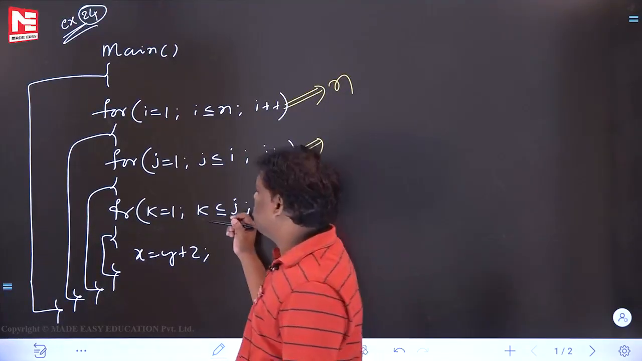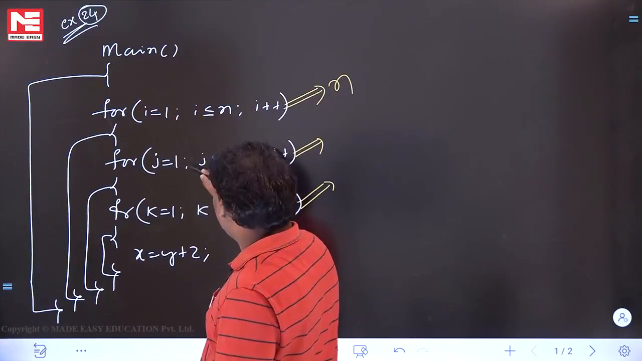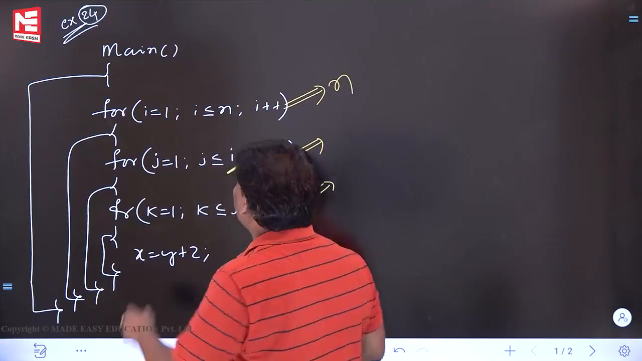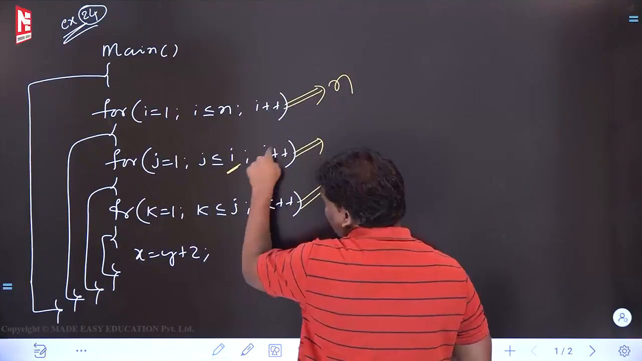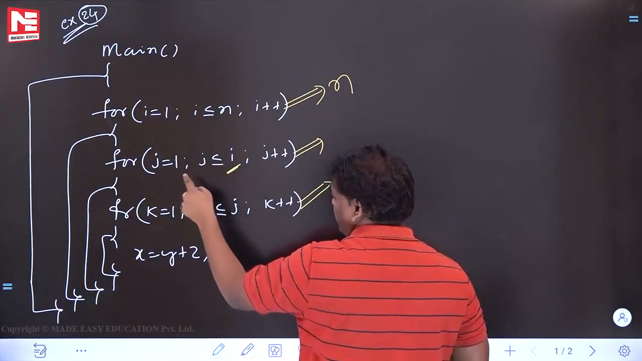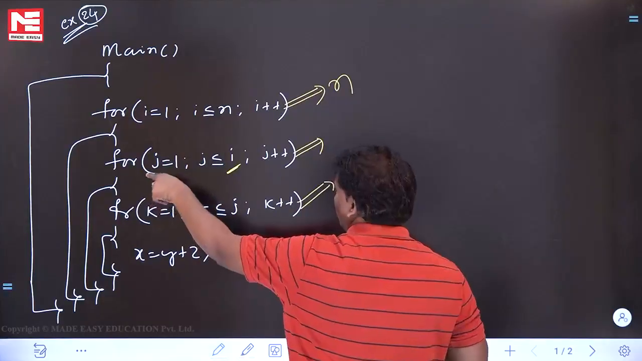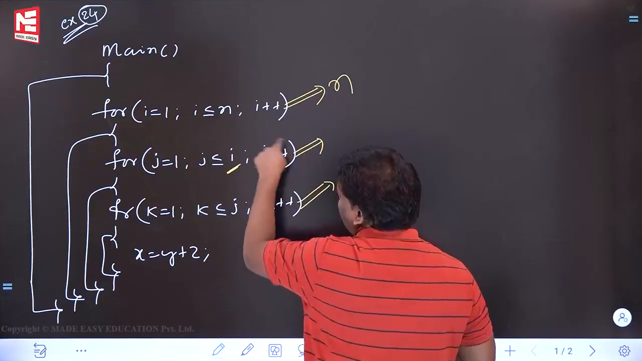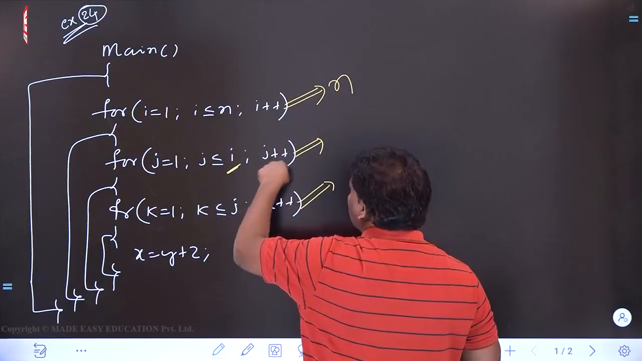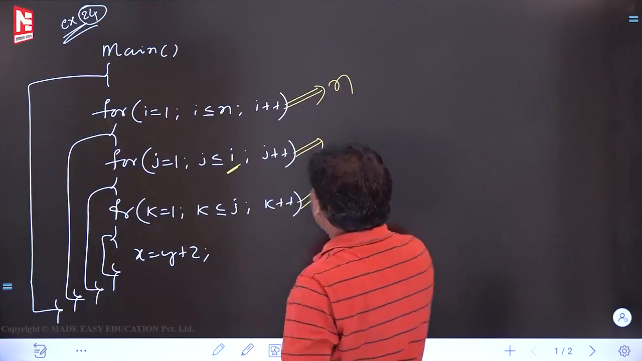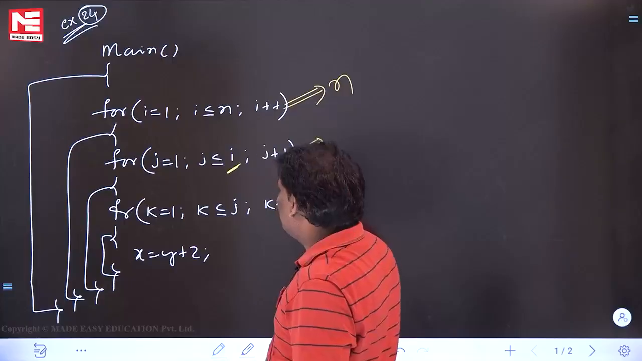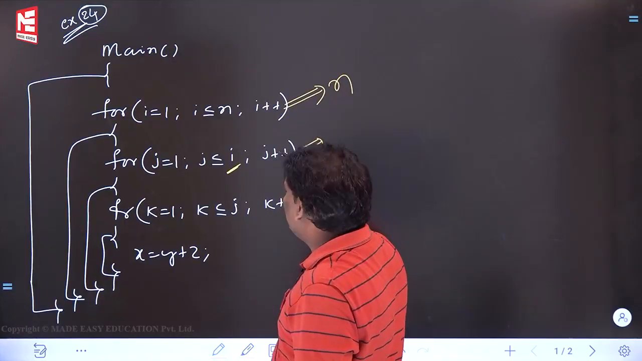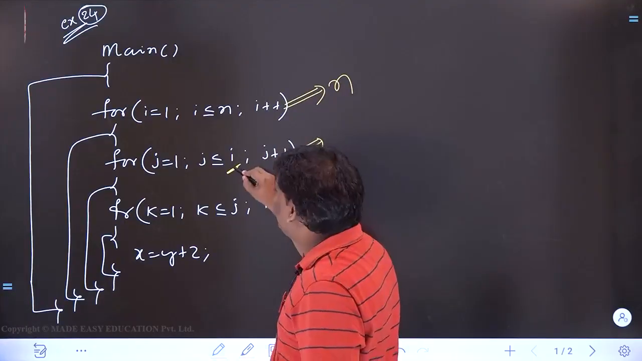But the problem here is that the J loop is based on the I loop. I asked the J loop: you started from 1, it's okay. You are always incrementing by 1, that is also okay. J loop started from 1, always incrementing plus 1, plus 1, plus 1. So if it is always incrementing by 1, this will also go n times if at all n is there.